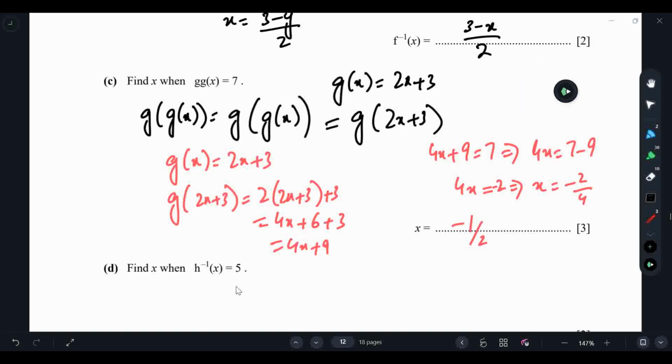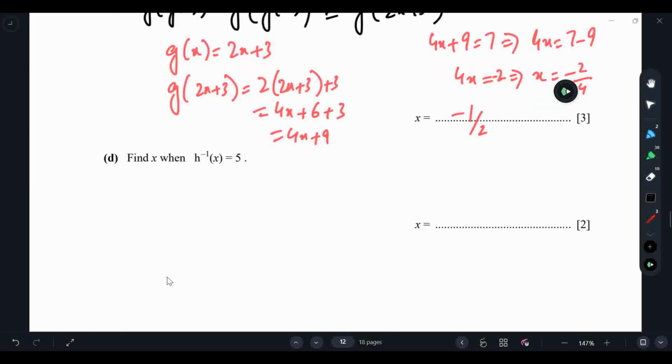Let's move to the D part, h inverse of x. So we know that h of x is 2 power x. Whenever you have to find out h inverse of x, it means that 2 power 5 is equal to h inverse of x. So 2 power 5 is 32. This will be the final answer. I hope that the concept is clear.